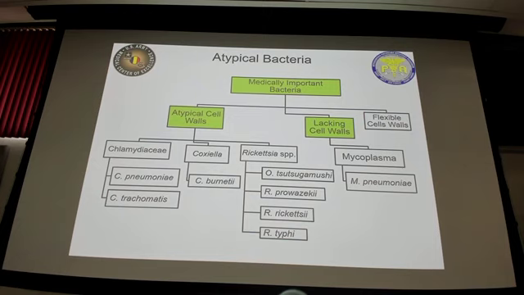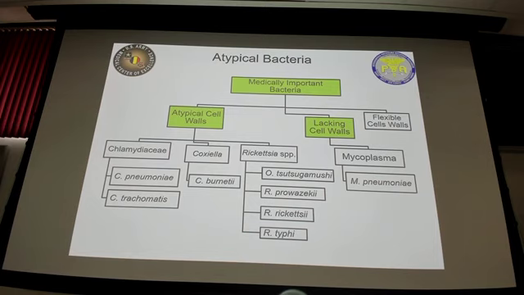So atypical bacteria: chlamydia, coxiellas, rickettsial species, and then the mycoplasmas, which are weird in that they have no cell wall at all. We'll talk a little bit about their membrane. Very weird. But these are all still considered bacteria. They all still have a 70S ribosome, 50S, 30S.